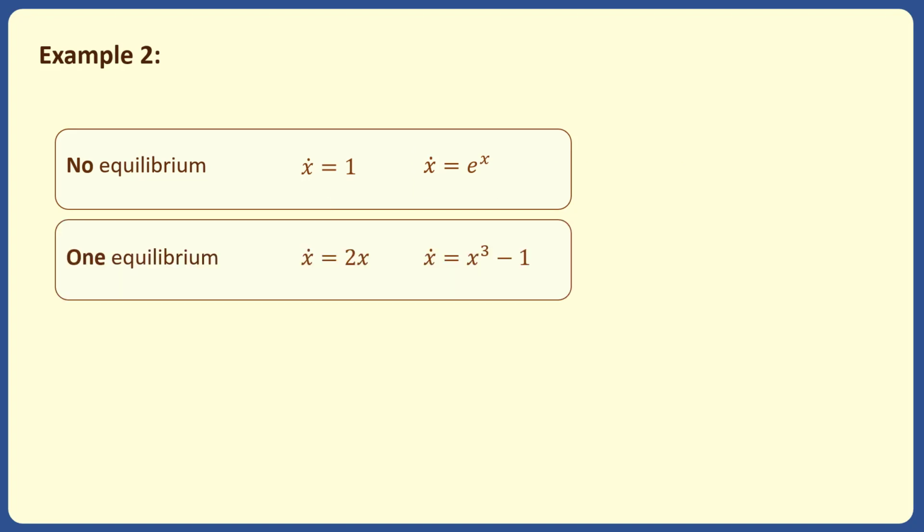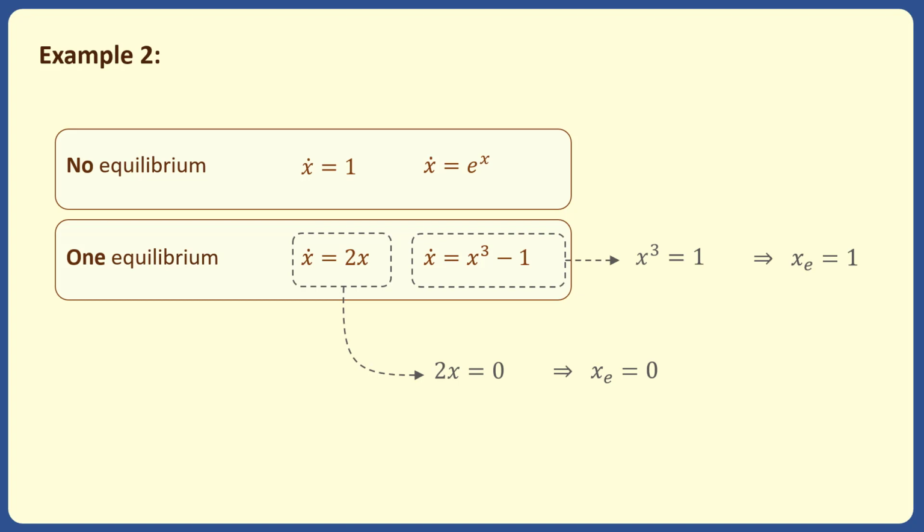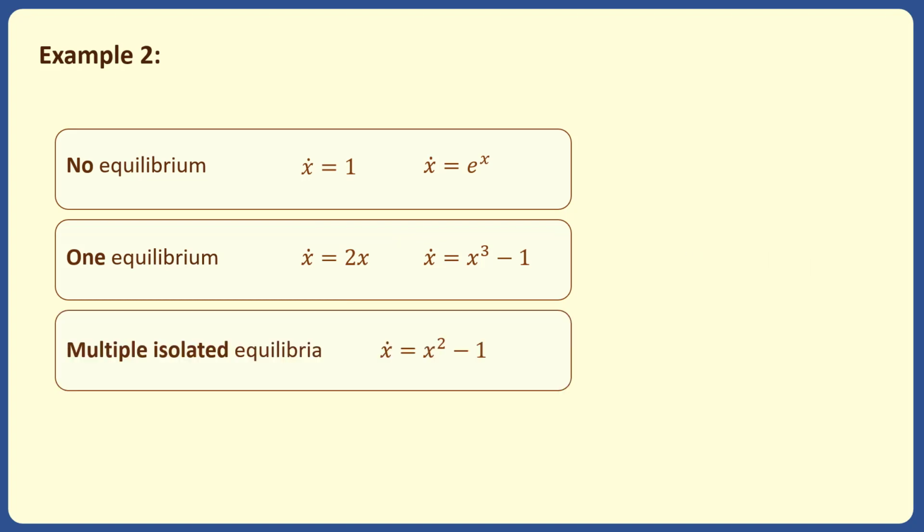Now consider these two systems and note that x dot equals 2x is a linear system while x dot equals x cubed minus 1 is a nonlinear system. The linear system has one equilibrium at x equals 0. The nonlinear system also has one equilibrium point, which is at x equals 1. In the third case, we study another nonlinear system x dot equals x squared minus 1. To find the equilibrium points, we'll let x dot be 0 and obtain that x squared is 1, and therefore there are two equilibrium points at minus 1 and 1.